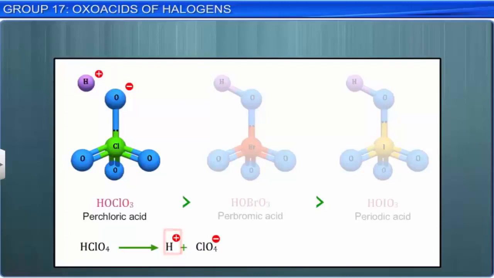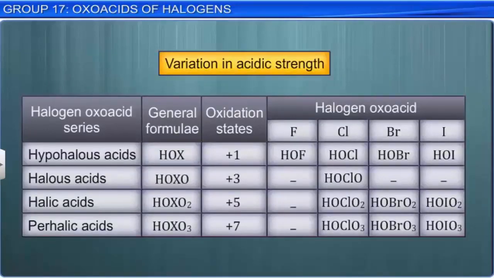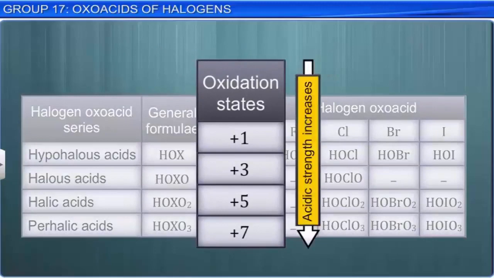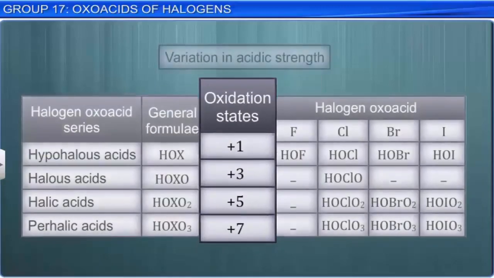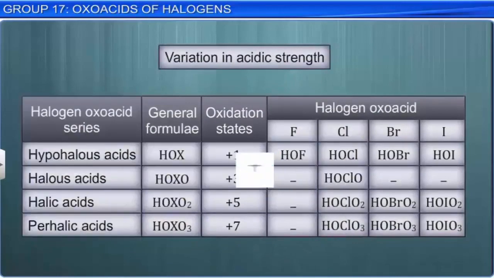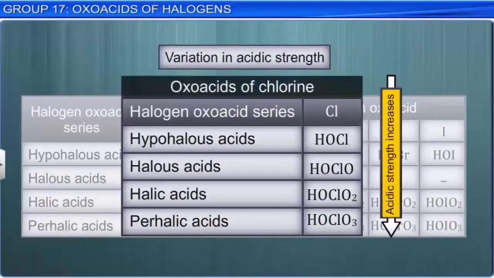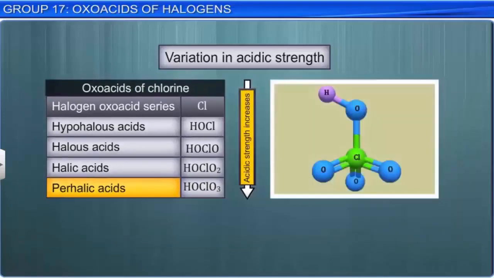Let us now see how the acidic strength varies for the oxo acids having the same central halogen atom. The acidic strength of an oxo acid increases with an increase in the oxidation number of the halogen. For example, among the 4 oxo acids of chlorine, the acidic strength increases markedly from hypochlorous acid to perchloric acid. Hence, we can conclude that perchloric acid is the strongest acid among all the oxo acids of halogens.